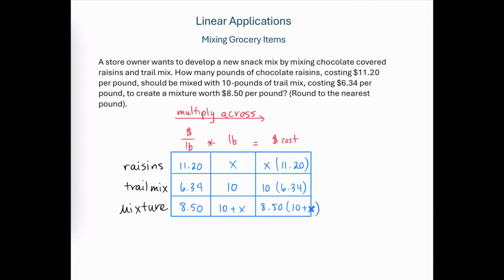Once we have the cells of the table completely populated, this is when it's time to create a linear equation. We can do that by adding the cost of the raisins to the cost of the trail mix, and the sum of those two costs is going to be the cost of the overall mixture. So essentially, what we're going to do is add the first two rows together to generate the third.